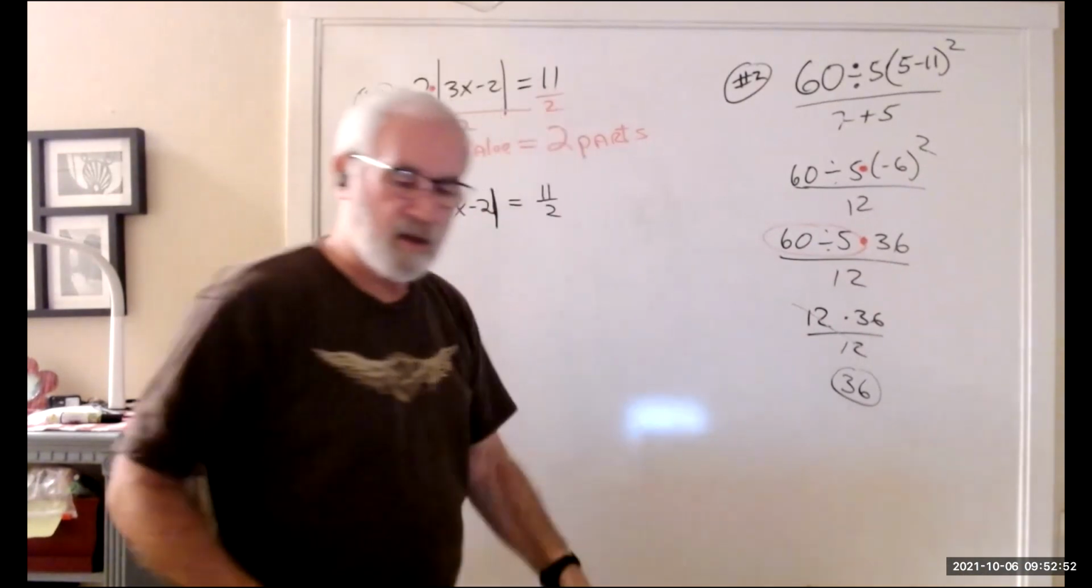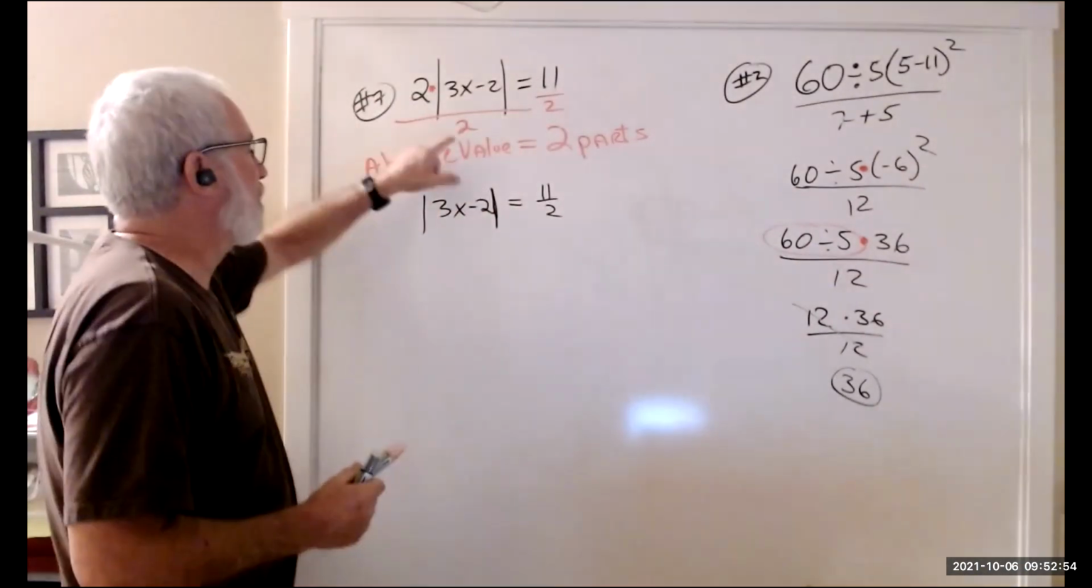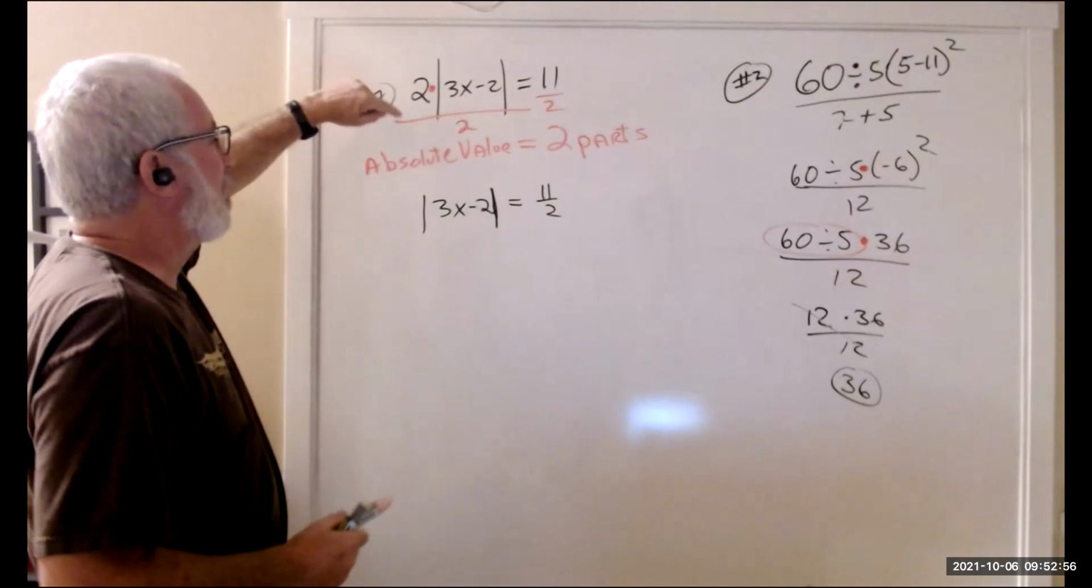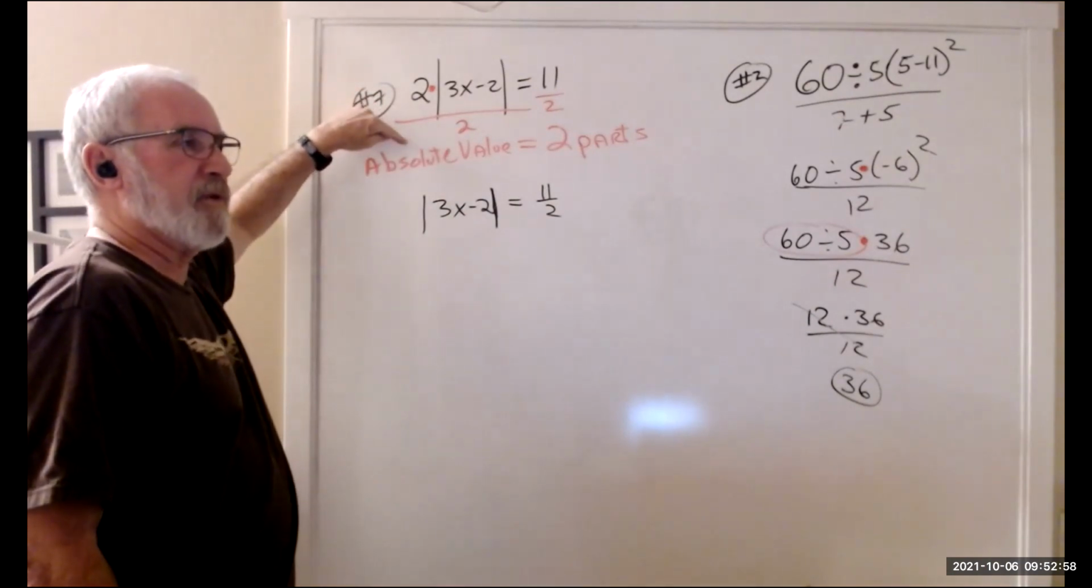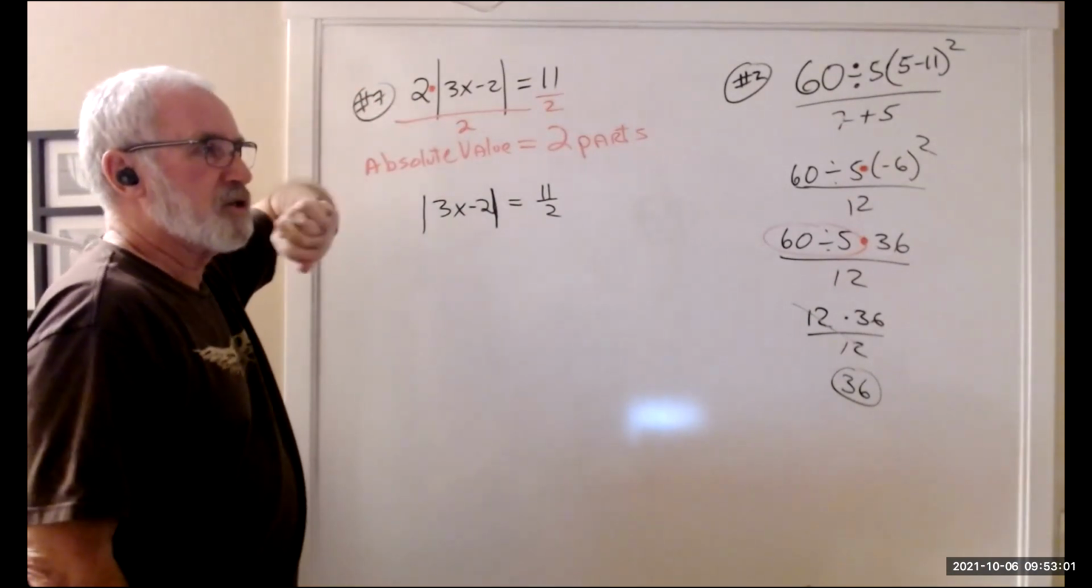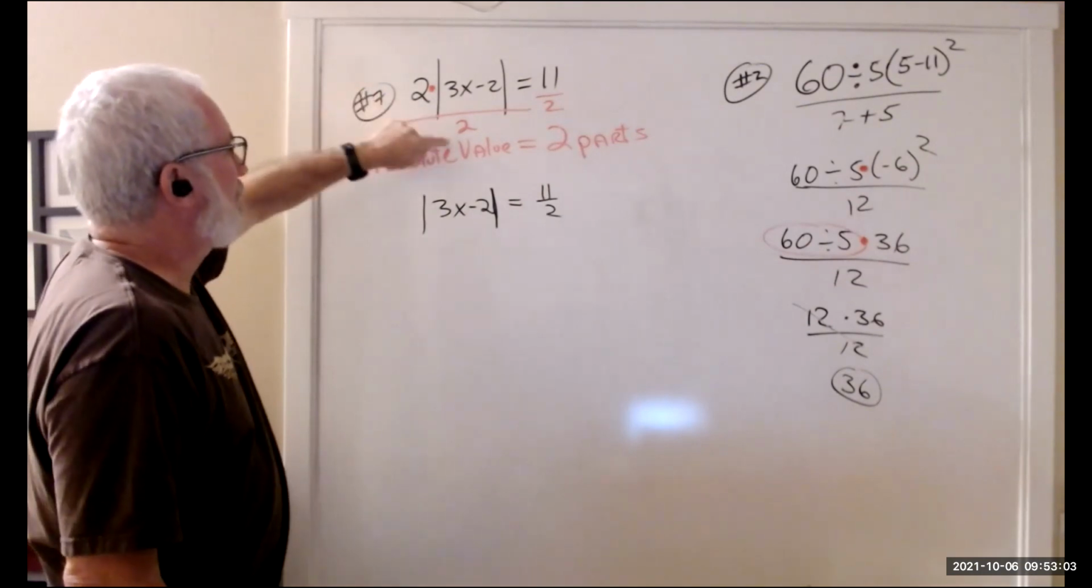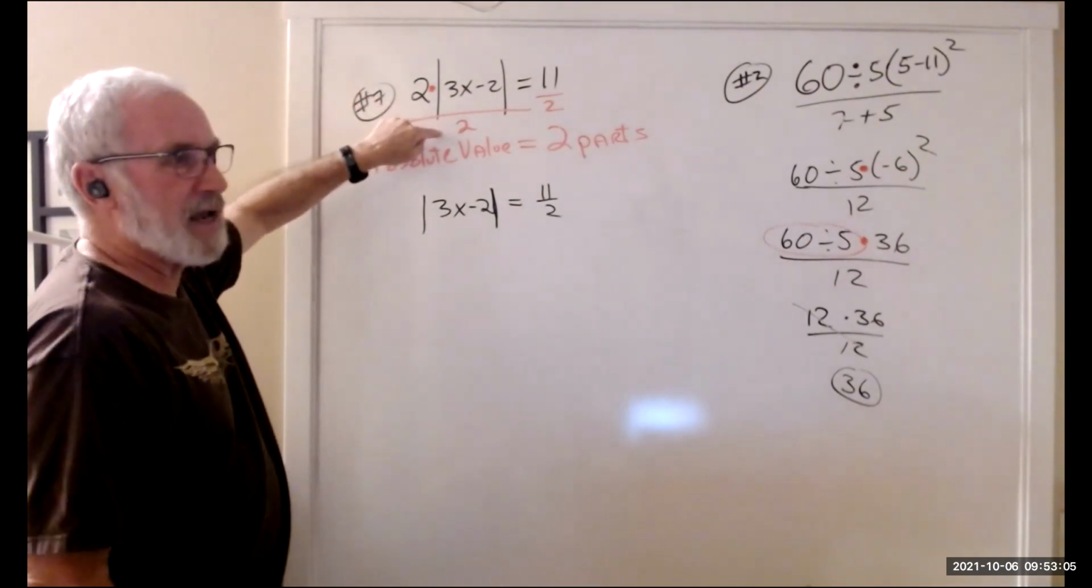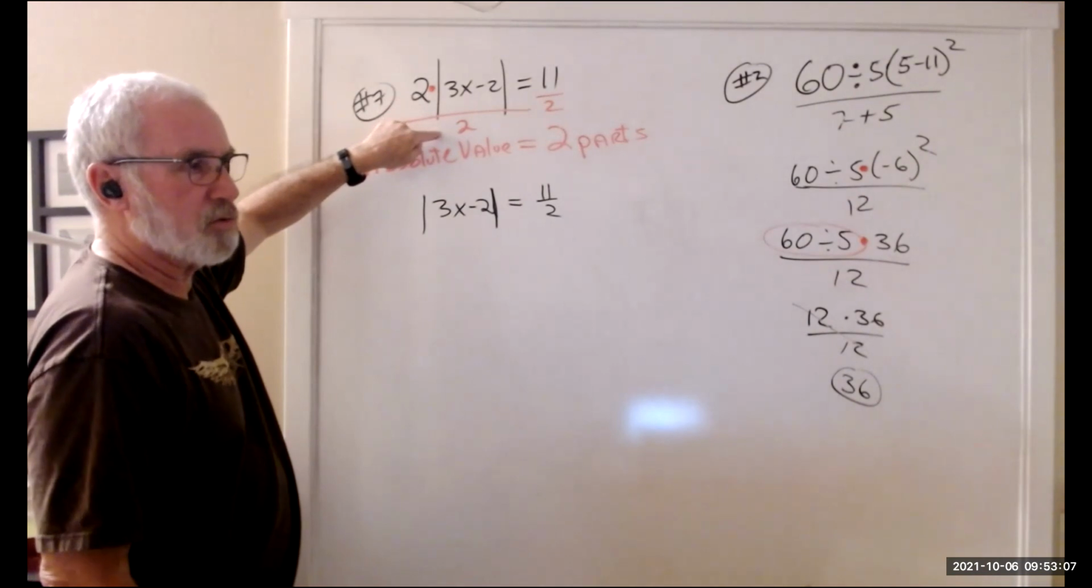All right. The next error. First error was some people didn't see absolute value as having 2 parts. Second error was people didn't divide by 2. They subtracted 2.